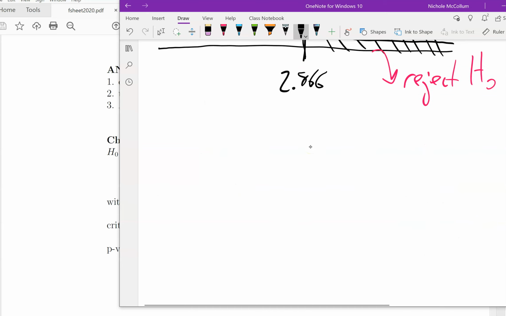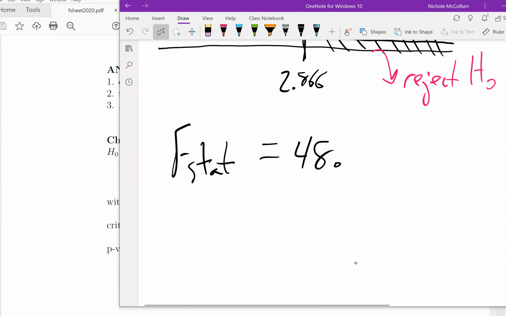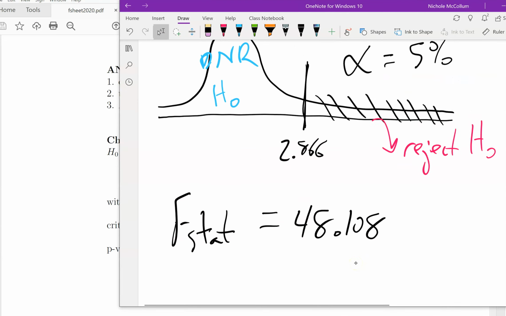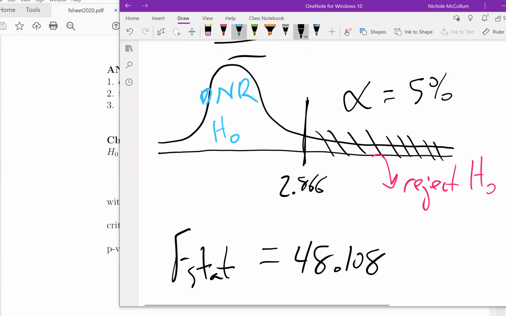Now, next thing I often teach you guys is to build your statistic. So my F statistic, as reported by Excel, is 48.108. That's my F statistic. Well, I look at my region, and I look at 48. 48 is right here. I mean, look at that. 48.108 is clearly in the rejection region. And so by the critical value approach, I now know my answer.